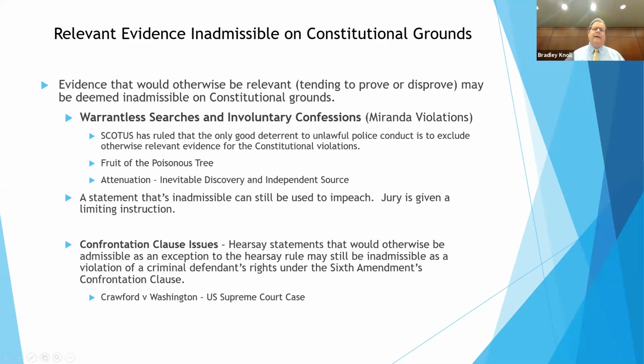And the other constitutional aspect of the law of evidence is a curveball that was thrown at us about 10 or 15 years ago. And we'll talk about this in a few minutes: hearsay statements that might otherwise be admissible hearsay as an exception to the hearsay rule might still be inadmissible as a violation of a criminal defendant's rights under the Sixth Amendment's Confrontation Clause.